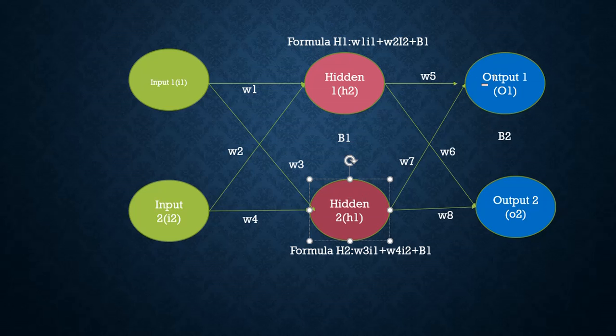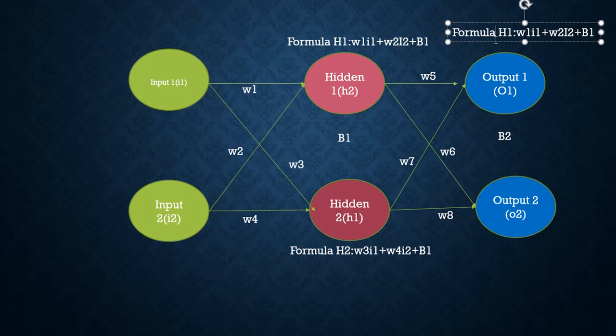Again, if you want to frame the formula for output 1, it is the same. I'll rewrite the formula for output 1. Here, instead of weight 1, we have to write weight 5. Instead of input 1, we need to write h1, plus instead of weight 2, we need to write weight 7, and instead of input 2, we need to write h2, I mean hidden layer 2. And then bias b2.